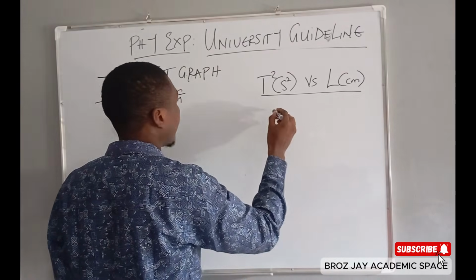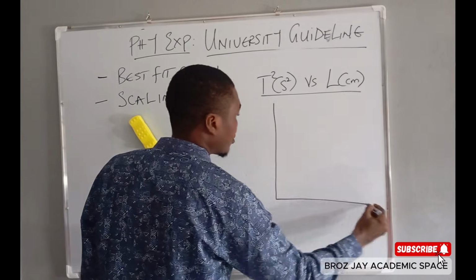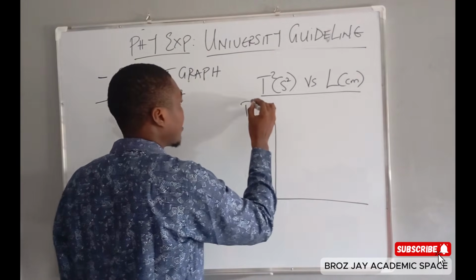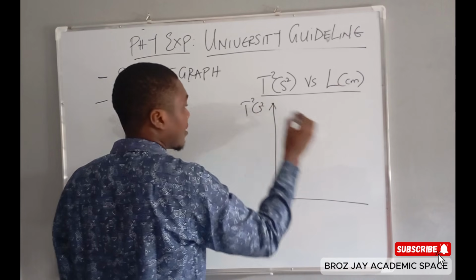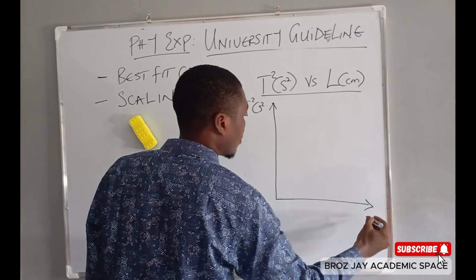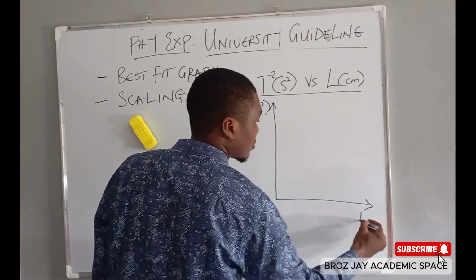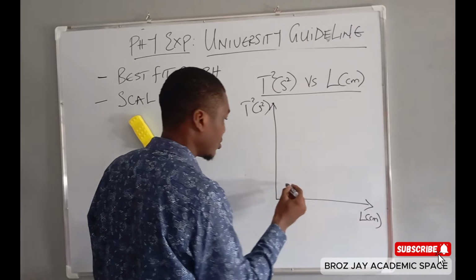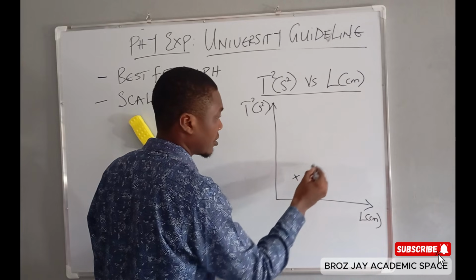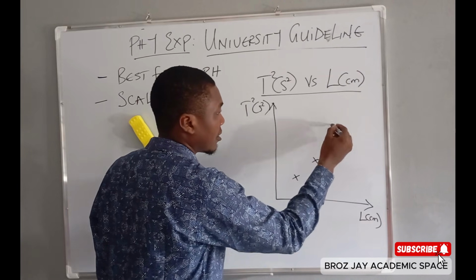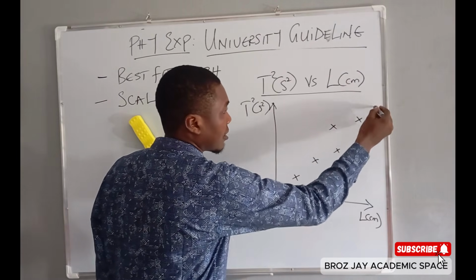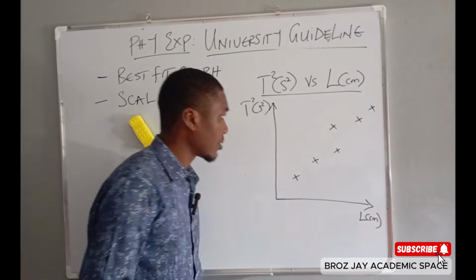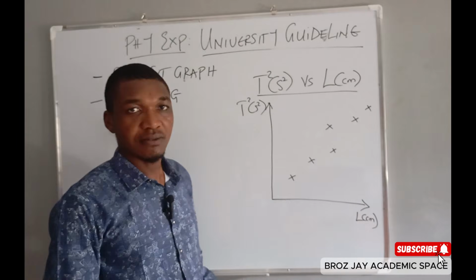So I have something like this. In plotting that graph, I have 6 points on the table. Let me assume this point passed through here, here, here, here, here, and here. Now, how do I get a best fit graph?